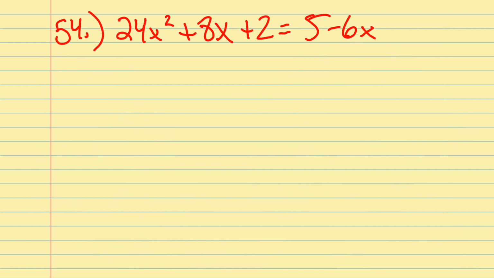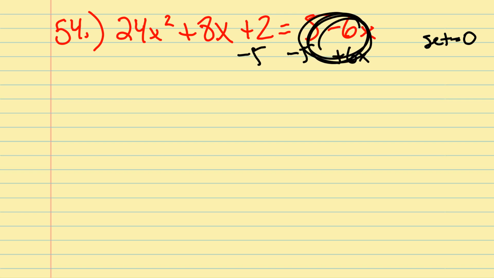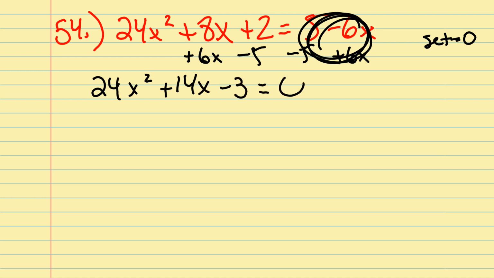All right, 54, I have 24x squared plus 8x plus 2 equals 5 minus 6x. Step 1 is I have to set it equal to 0, so I have to subtract 5 from both sides. I have to add 6x to both sides so I can make this right side turn into 0. I end up with 24x squared plus 14x minus 3 equals 0. So I'm going to check my options. 1 and 24x, 2 and 12x, 3 and 8x, 4x and 6x, and that's about it.